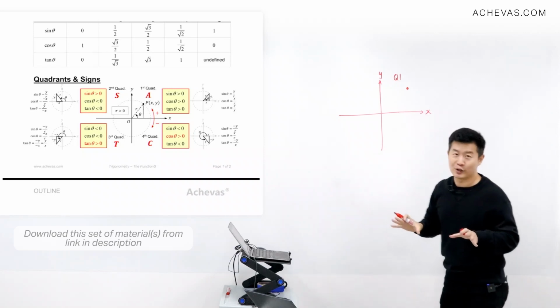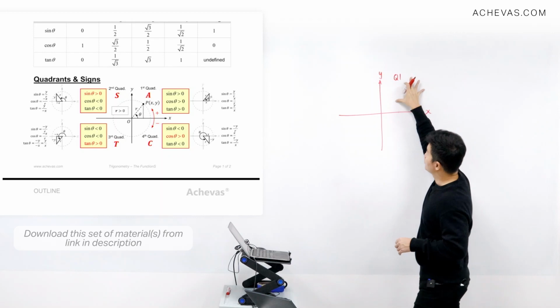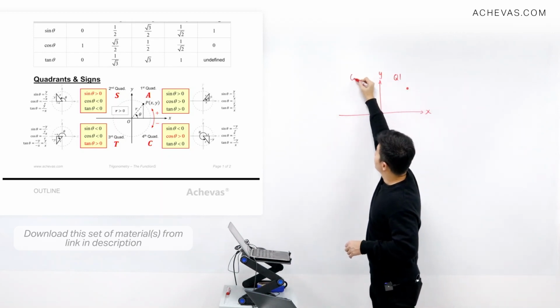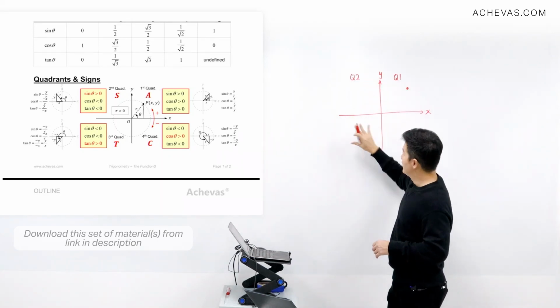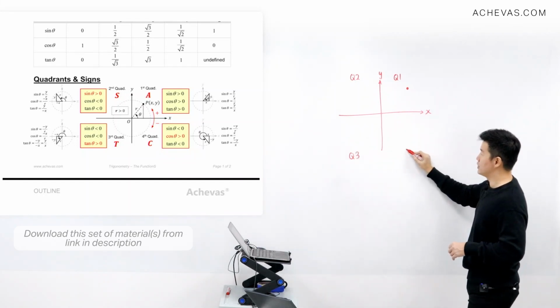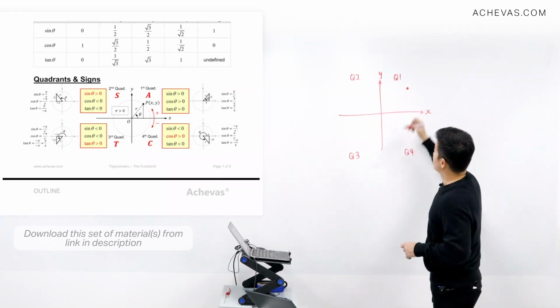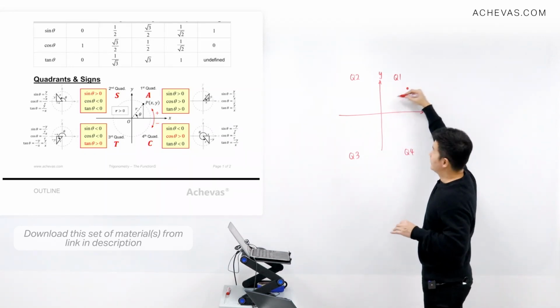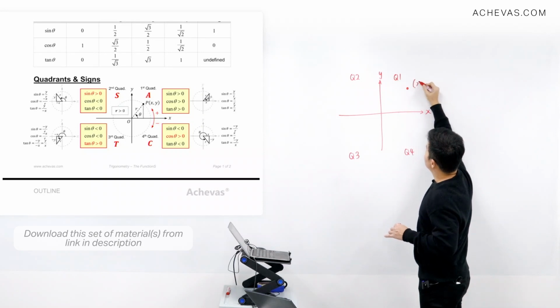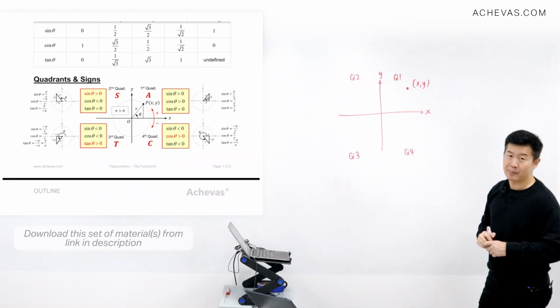Okay, let me just give you all the quadrants. So this quadrant is called the first quadrant, quadrant 1. This is called the second quadrant, so quadrant 2. This is going to be the third quadrant, so quadrant 3, and this is the fourth quadrant, quadrant number 4. So for the first quadrant, if I were to put a point, any point that is in the first quadrant, then this will have a positive x and positive y as the coordinate for that point.